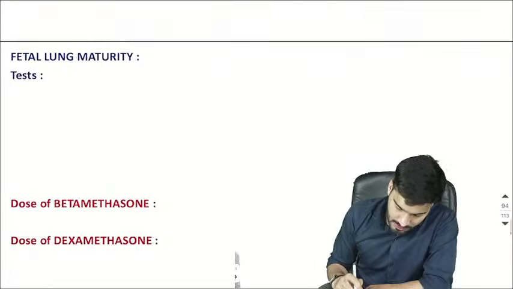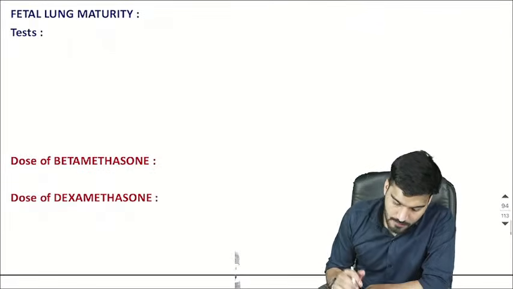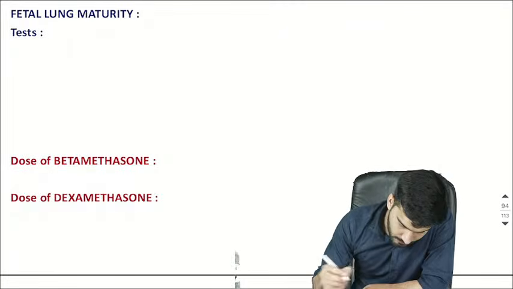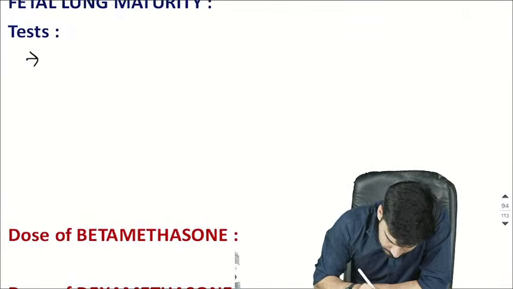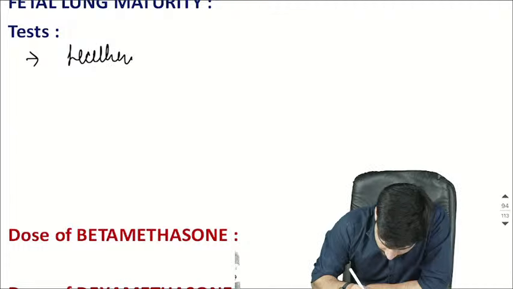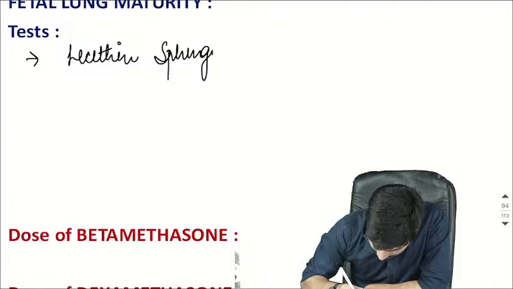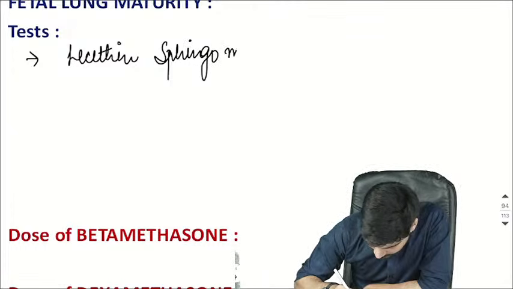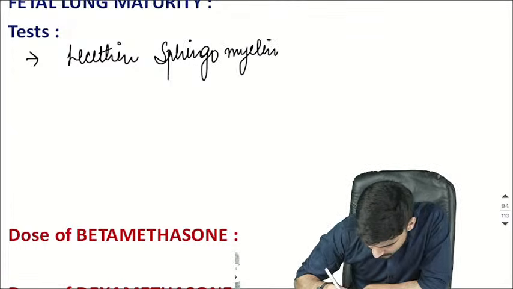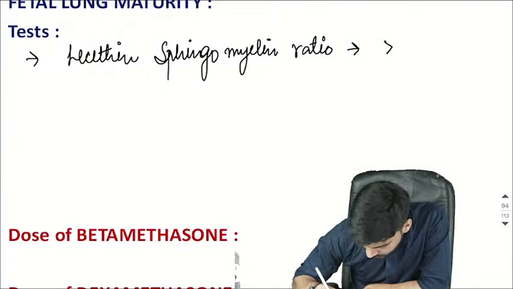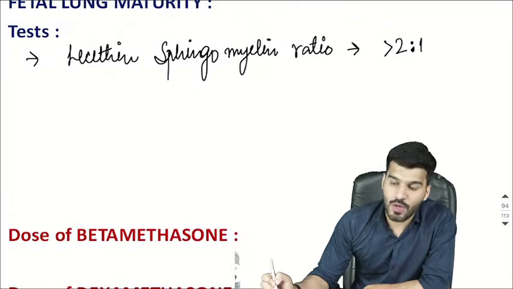So let's remember about fetal lung maturity first. Now, what are the tests that we perform for fetal lung maturity? First of all, remember we have the lecithin sphingomyelin ratio. The lecithin sphingomyelin ratio should be more than 2:1.